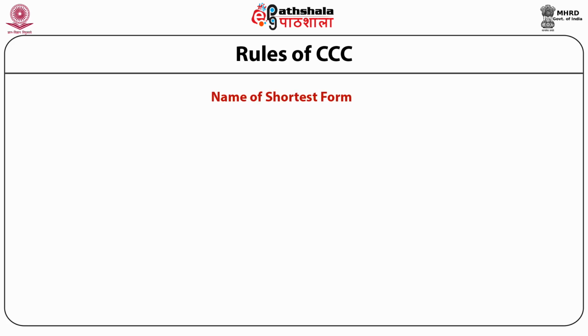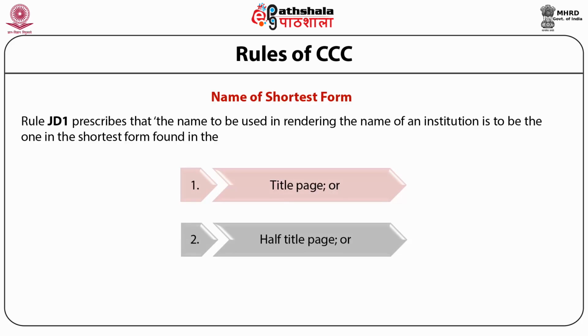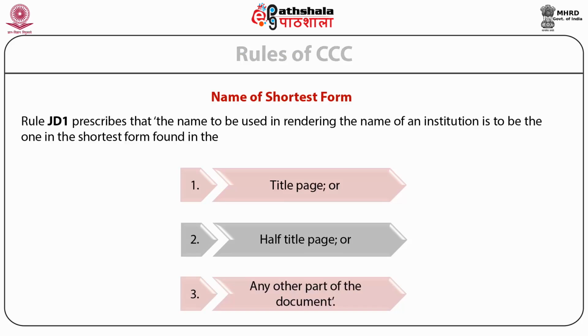Name in shortest form. Rule number JD1 prescribes that the name to be used in rendering the name of an institution is to be the one in the shortest form found in the title page or half title page or any other part of the document.